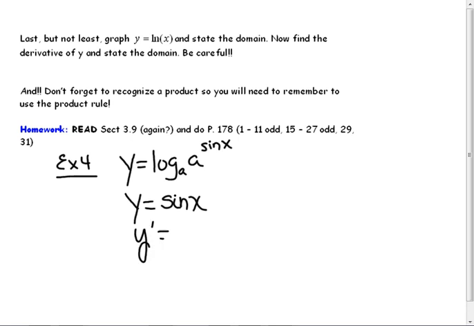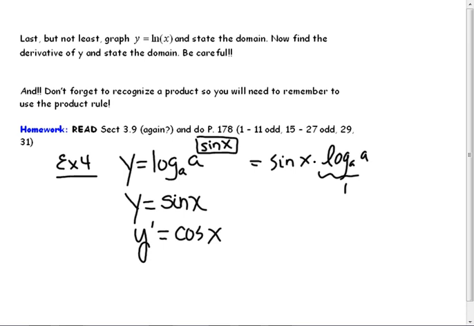Y prime is what? Sine of x. That's it. Log base A and log base A, if these match, then it's just this. Because remember, you can push this out in front. Because this is sine of x, and log base A of A is 1. But if you don't simplify, then things are difficult. It'll work.